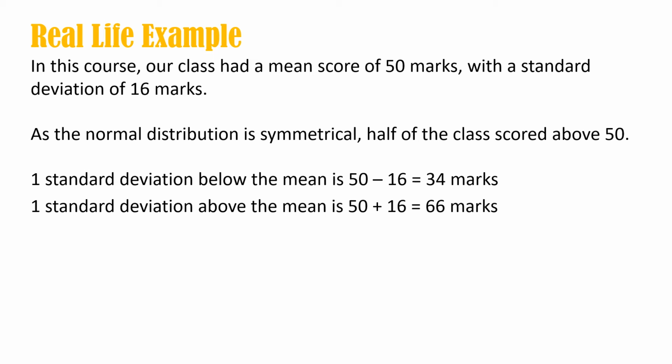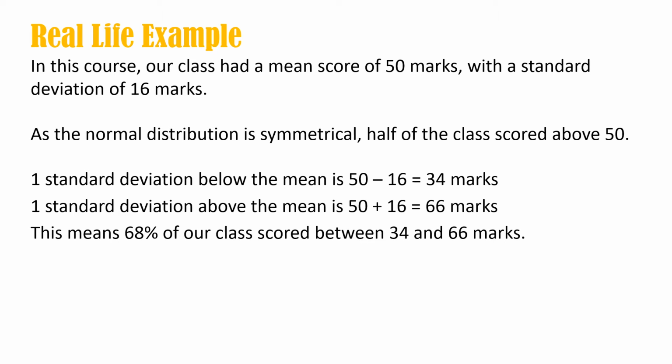So now I've got a region between 34 marks and 66 marks. And remember our 68, 95, 99.7 rule. What that means is that 68% of our class, 2/3, had scores between 34 and 66. Right, that's 68% of our class. That's where it fell.